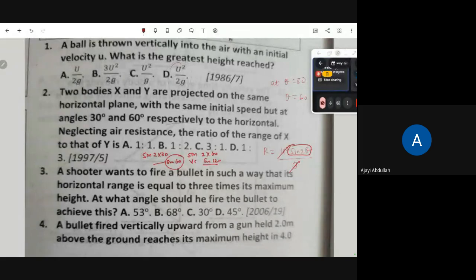So sine 60 is 0.8660. Sine 120 is 0.8660. So they are the same thing, 1:1. That's the answer, option A.